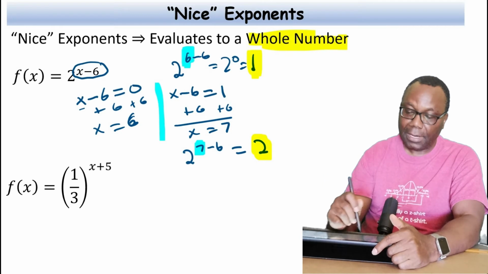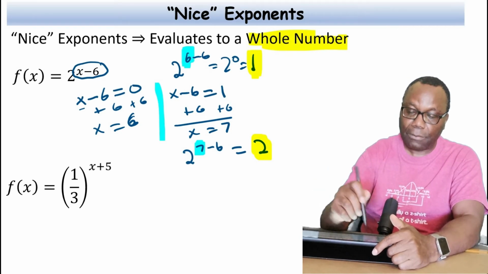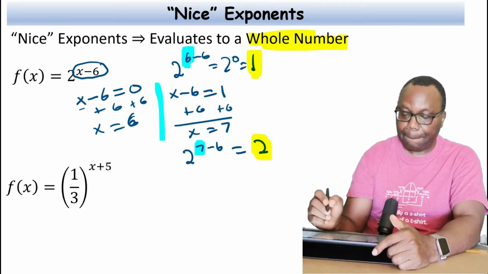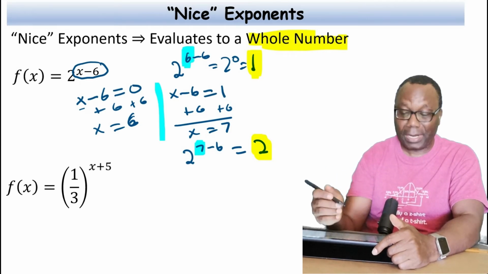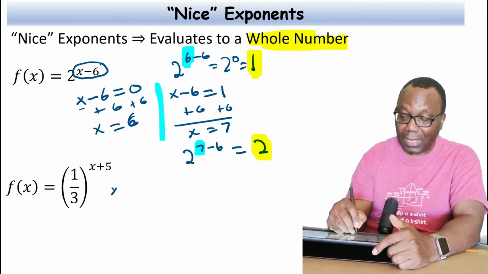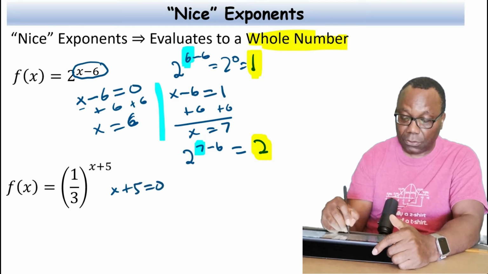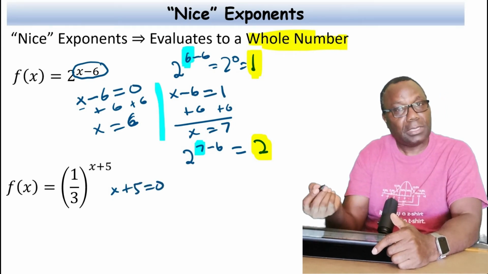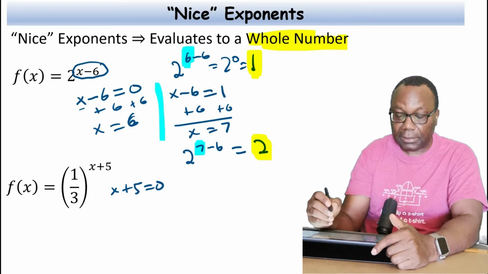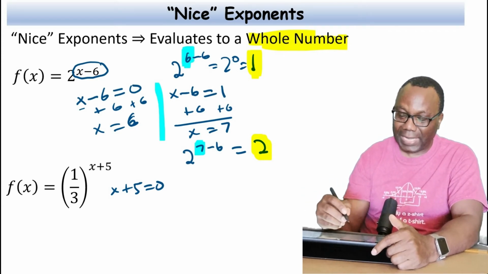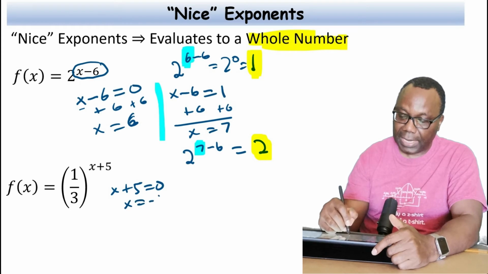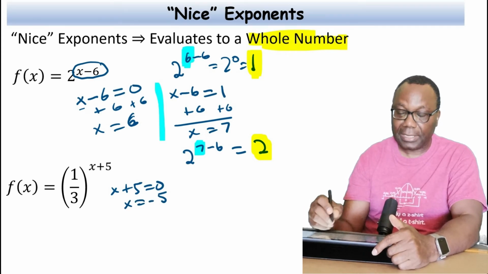All right, let's go to the second one over here. What if I wanted a nice input with this one? Well, I know that 0 works. If I have anything to the power of 0, I'm going to get 1. So I just need to figure out x plus 5 has to be 0, because 1/3 to the power of 0 is 1, which is good, which is a whole number. But now I need to solve this equation to find what x must be.